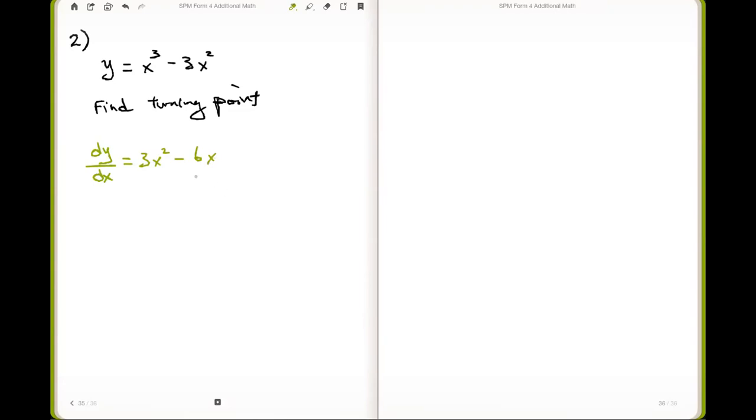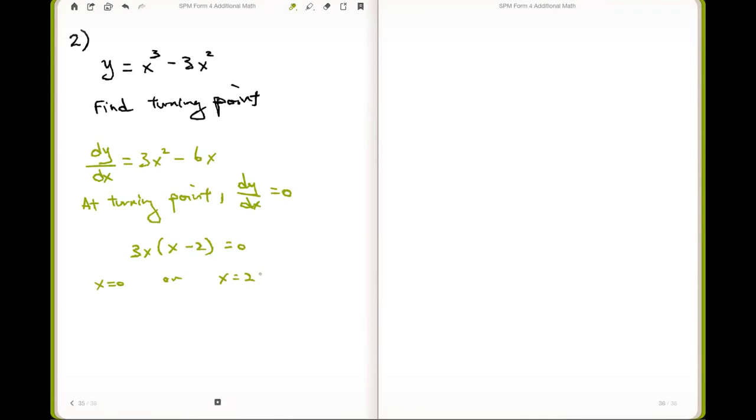Okay, this is the general equation for gradient. At a turning point, dy over dx must be equal to 0. So you equate to 0. Therefore 3x times (x minus 2) will equal 0. I simplify this equation. The common factor is 3x, so I factorize it. This is what I get. So in order to get 0, x equals 0 or x equals 2. So I have 2 points.